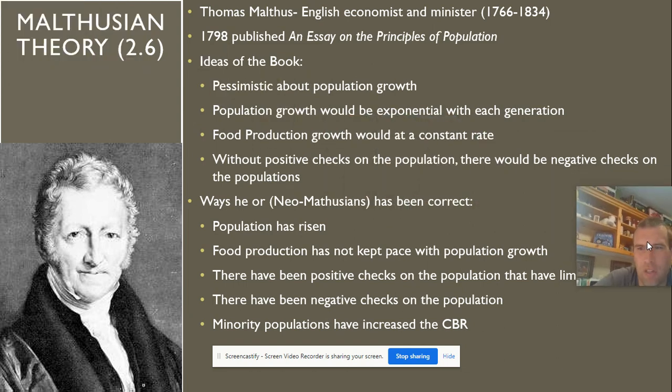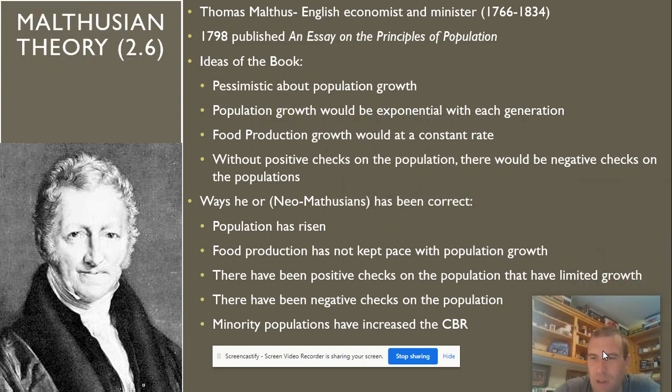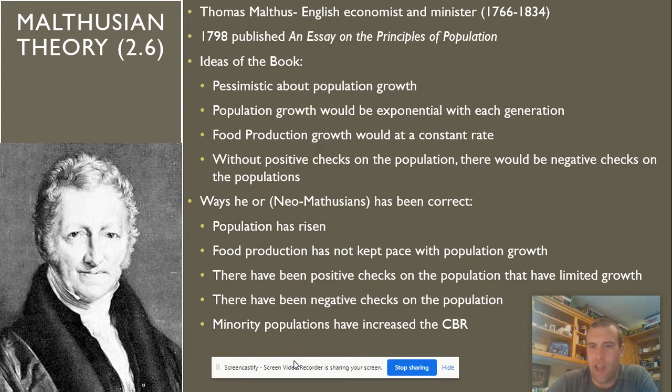Thomas Malthus, one of the most famous people. He shows up in so many social studies classes around the country. Well, here's what you got to know about him. English economist, minister. He sees what is going on at the height of the Industrial Revolution in England, 1766 to 1834, when he's alive. And his most prominent work is 1798, An Essay on the Principle of Population.